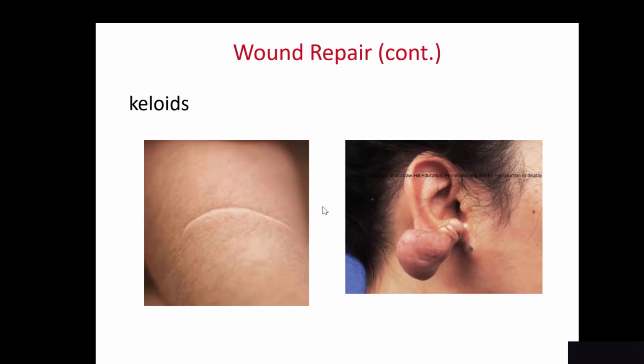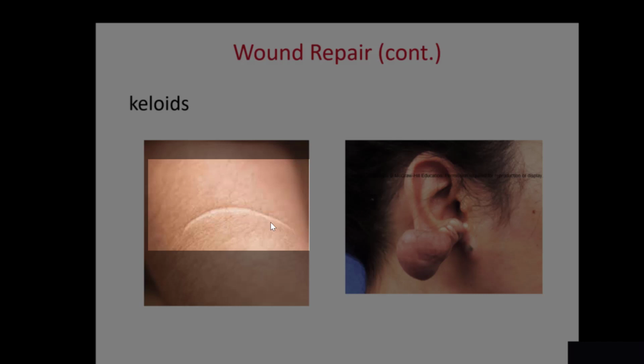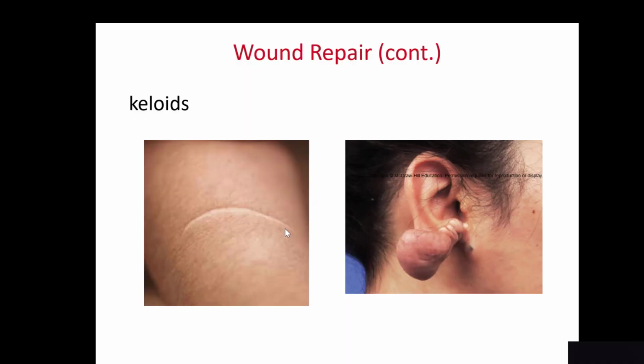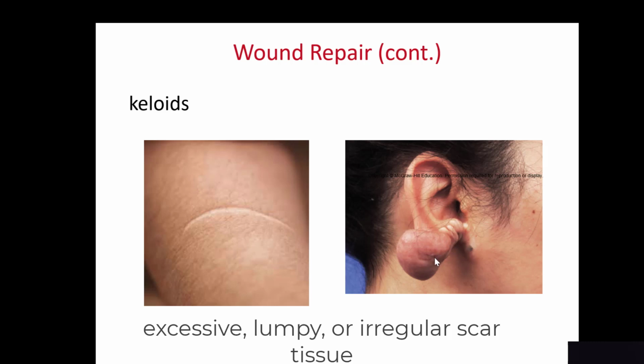As the healing continues, a couple of weeks go by, and the scar will form from the collagen being laid down. These are excessive collagen fibers, so these are called keloids. This one really isn't that bad. This one is very excessive. They're considering this one a keloid. So if it's excessive, lumpy, irregular, they call it a keloid.